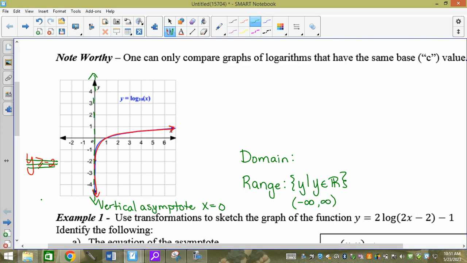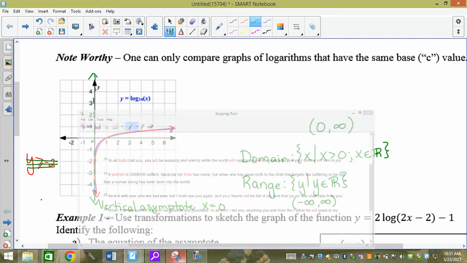Now, what is the domain? Our range was y is greater than our asymptote, or y is less than our asymptote, but not equal to, right? So what's this one going to be? x such that x is greater than 0. Right? Nothing crazy.